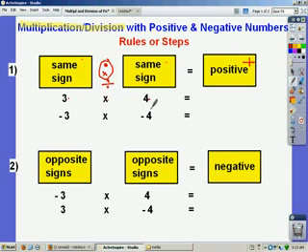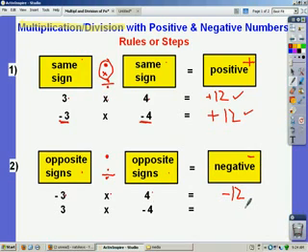Well, let me step back. For multiplication and division, the rules are much simpler than addition and subtraction of positives and negatives. In fact, there's only really two rules to keep track of. The first rule, I'll get right into it. Let's say these yellow boxes represent two numbers, and they have the same sign, whether it's both positives or both negatives.